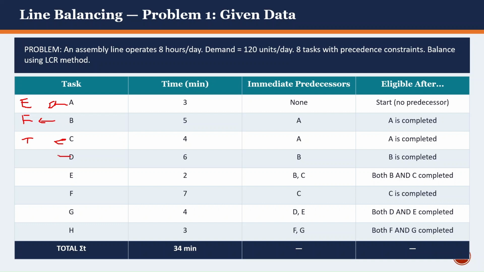Then let us say task D is the chassis. This is the chassis on which the frame, transmission and the engine are going to be placed. For that, both B and C must be completed, and only then can the chassis be assembled.